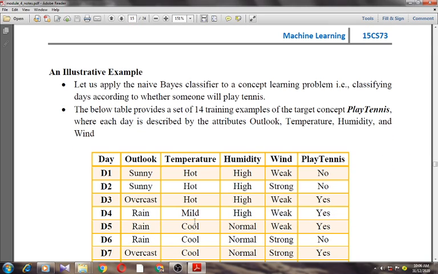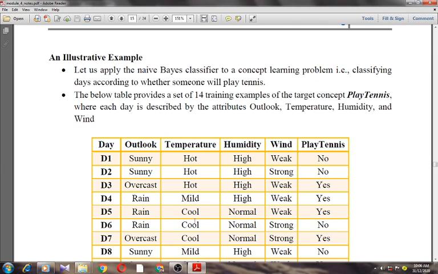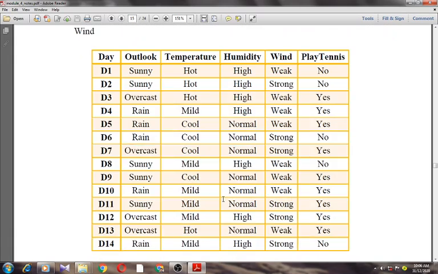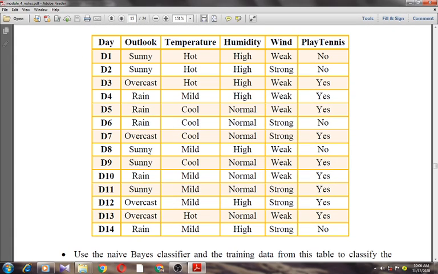Now take an illustrative example. Let us apply the Naive Bayes classifier to a concept learning problem that we considered during our discussion of decision tree learning. So the same example that I have taken here, that is classifying the days according to whether someone will play tennis or not. This particular table provides a set of 14 training examples. You can see there are 14 records.